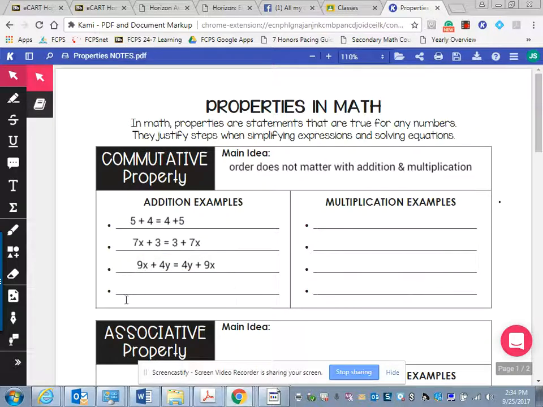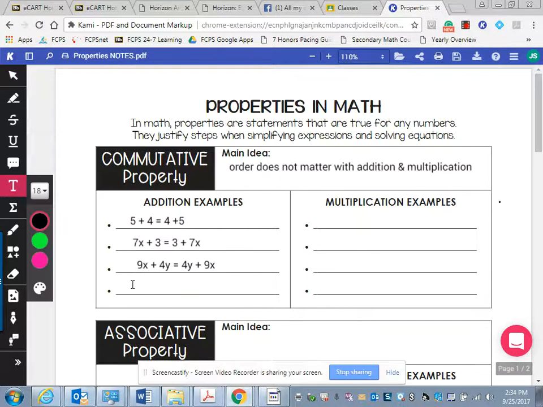Remember, we're just looking at this. Okay, the only thing that's different is the order, because the commutative property states order does not matter. So let's do one more example. Last example is going to be -1 plus 3y is the same thing as saying 3y plus -1. Okay. So now, how does this look from a multiplication standpoint?